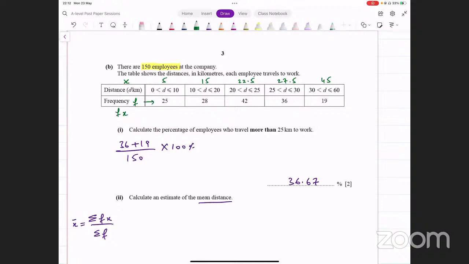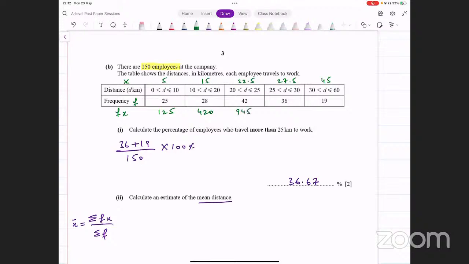ये जो फ्रीक्वेंसी वाली रो है और जो x वाली रो है, इन दोनों को आप मल्टीप्लाई कर दें, you'll get your fx. Okay, let's do that. 25 into 5, that's 125. 28 into 15, let's calculate that. 28 times 15, that is 420. 42 into 22.5, that's giving me 945.